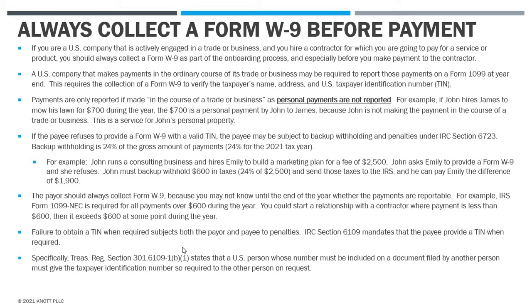And then very specifically, the Treasury Reg here outlines this language, right? 6109-1(b)(1) states that a U.S. person whose tax ID number must be included on a document filed by another person must give that TIN so required to the other person on request. So this is the language in the Treasury regs which does require a payee in this case to provide that TIN when asked to by a payor, right? So who are you providing a product or service to that you're going to eventually receive some type of compensation.